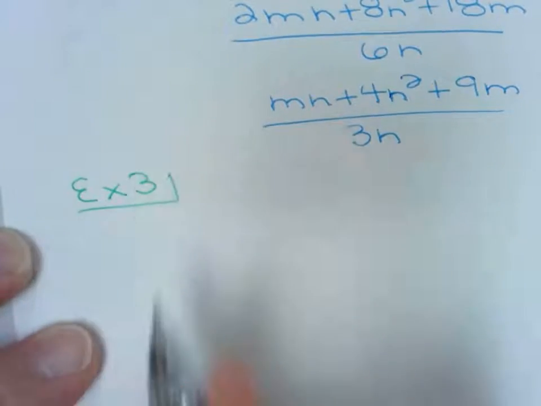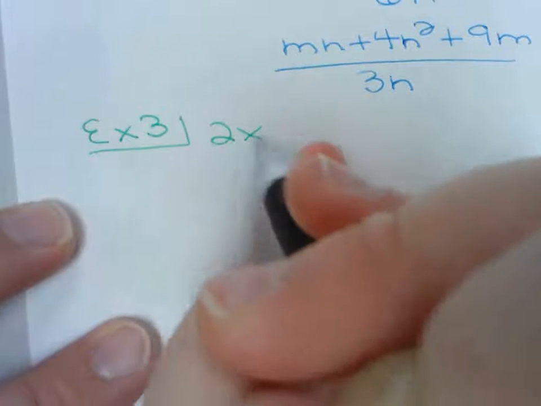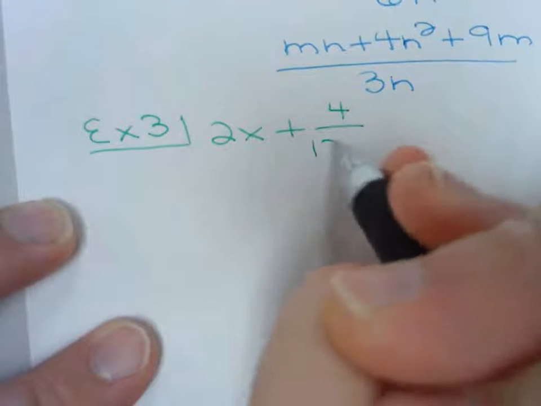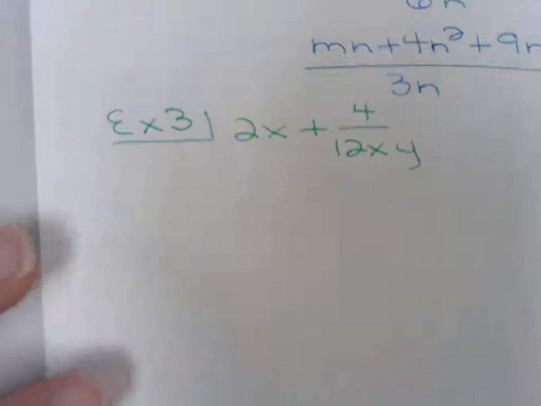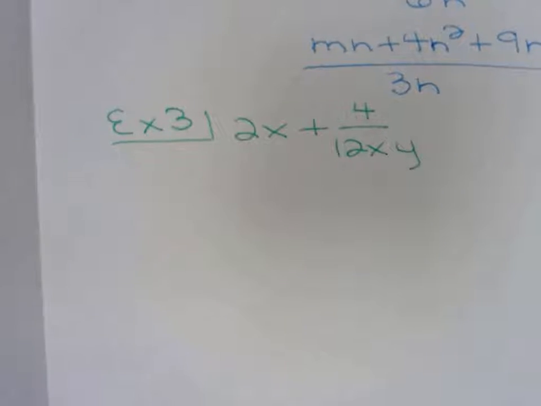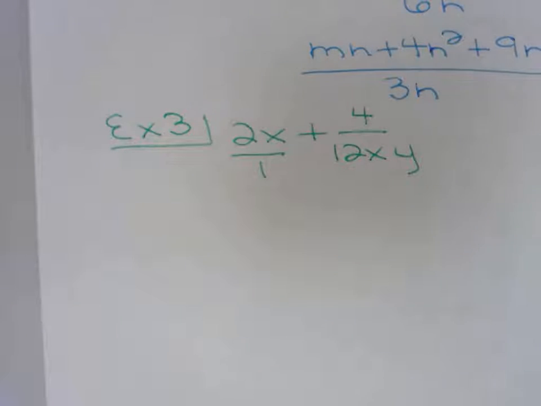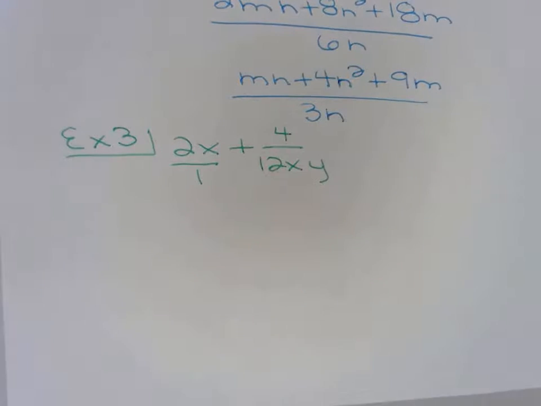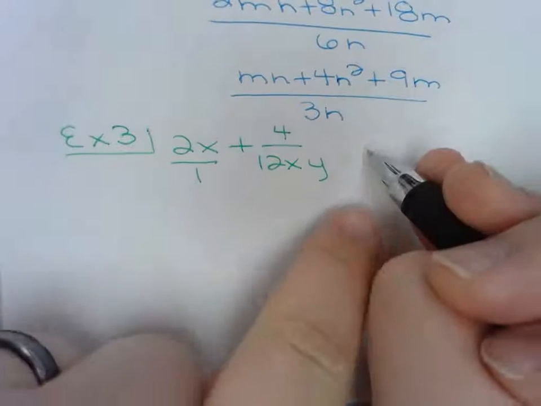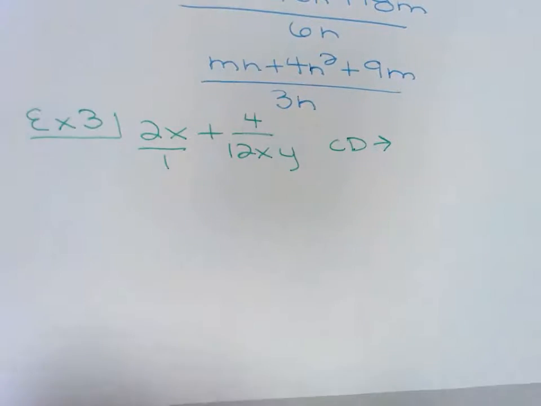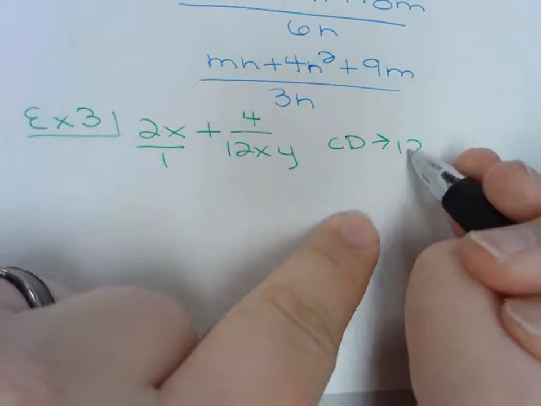That's fine. Example 3, 2x plus 4 over 12xy. Now, you will have some where you see one of the terms is not a fraction. Like 2x is just a monomial. So just put it over 1. If you ever have a non-fraction, just a monomial, you just put it over 1. Then I have 1 and 12xy. If I think about common denominator, what's the smallest thing that 1 and 12xy go into? 12xy.